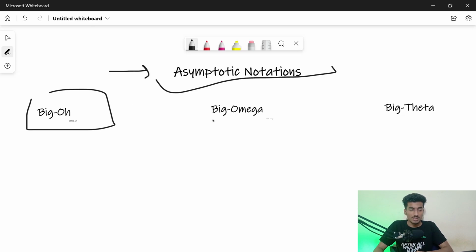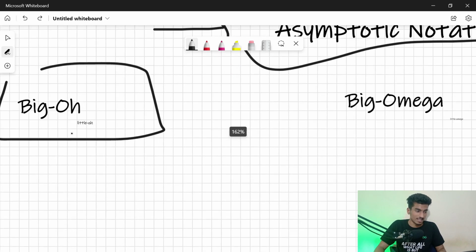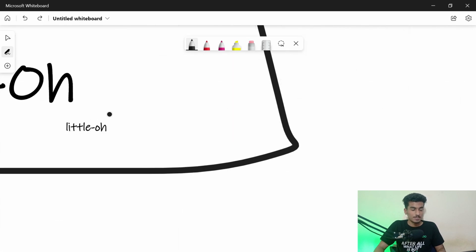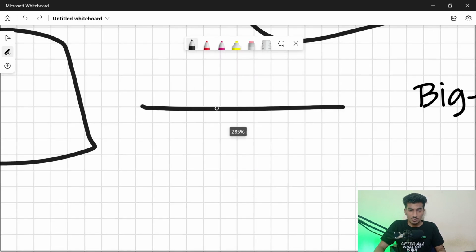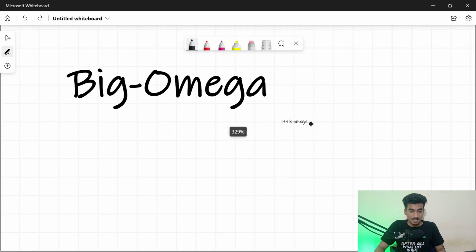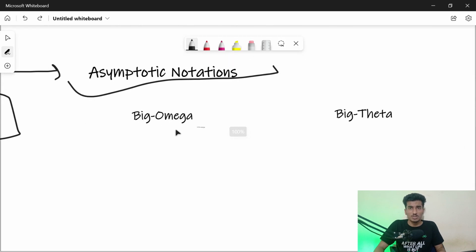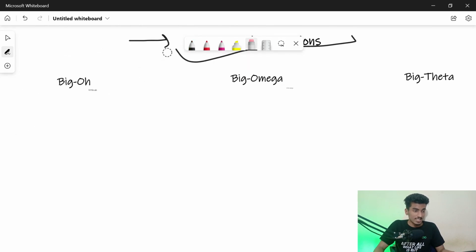But there are also some other notations, like big theta notation, and there is also the little o notation, and something like little omega notation. They don't have that much use, but you need to know about them. So what is this big O notation?